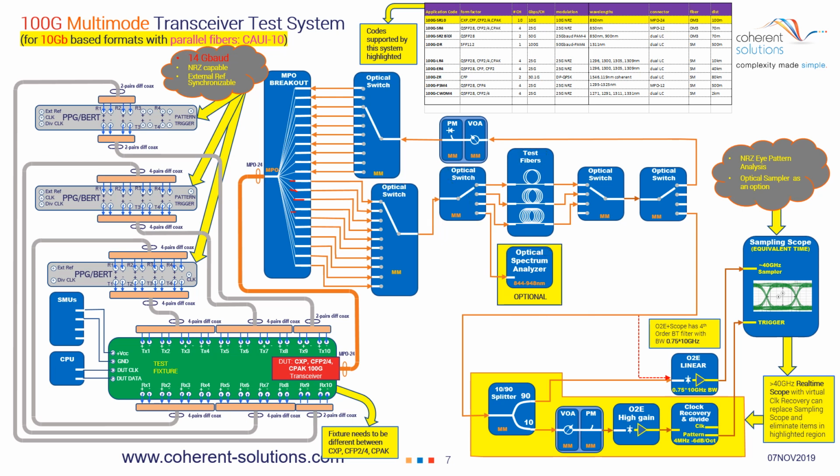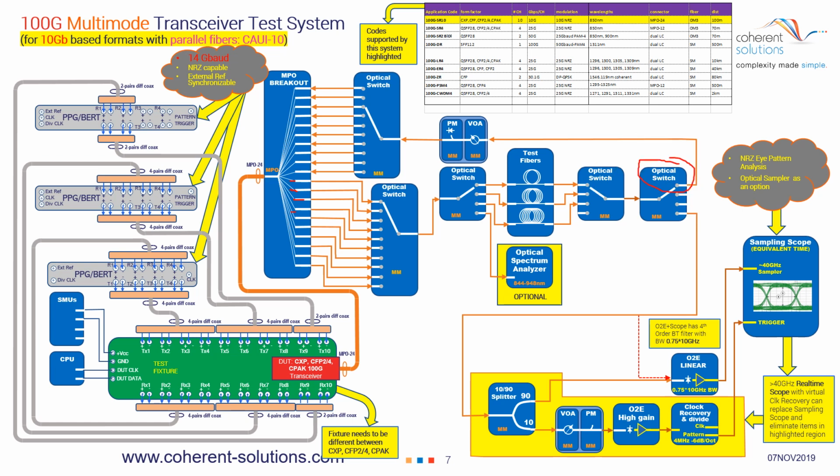Once we go through these optical test fibers, or optionally the optical spectrum analyzer, we again have another optical switch here. This allows us then to redirect the signal either down this path or down this path.